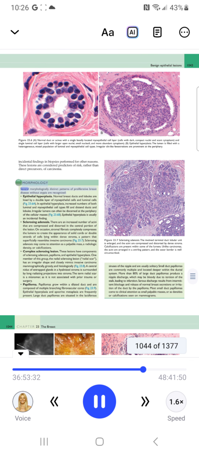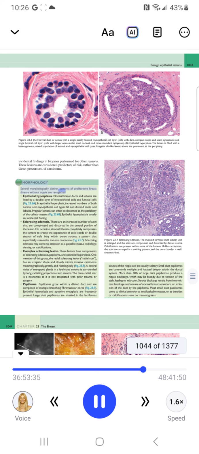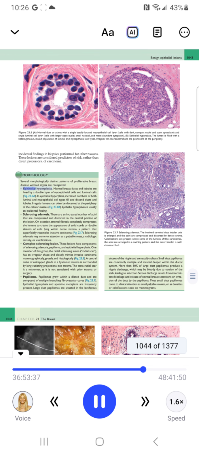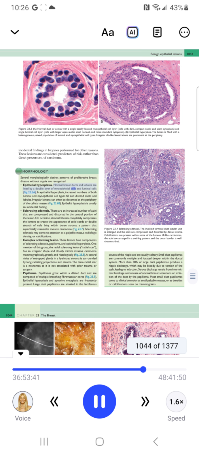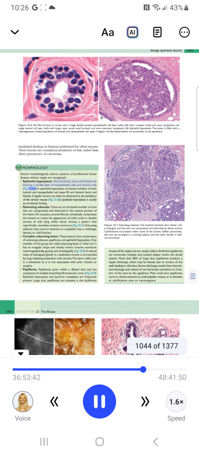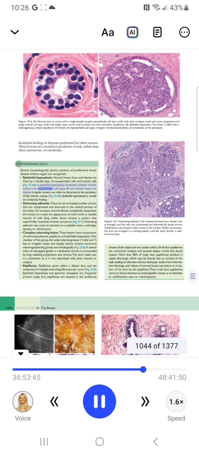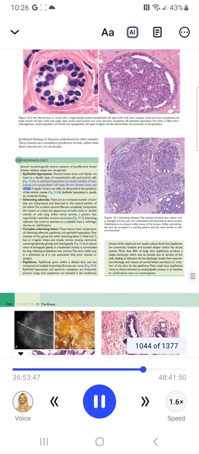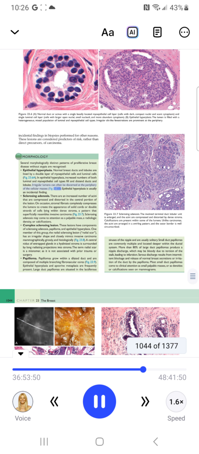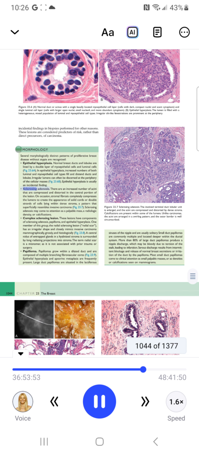Morphology. Several morphologically distinct patterns of proliferative breast disease without atypia are recognized. Epithelial hyperplasia. Normal breast ducts and lobules are lined by a double layer of myoepithelial cells and luminal cells, Figure 23.6a. In epithelial hyperplasia, increased numbers of both luminal and myoepithelial cell types fill and distend ducts and lobules. Irregular lumens can often be discerned at the periphery of the cellular masses, Figure 23.6b. Epithelial hyperplasia is usually an incidental finding.